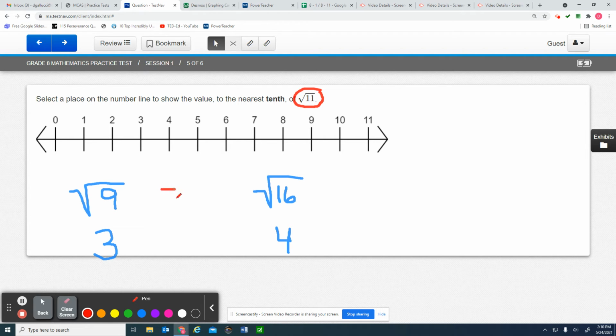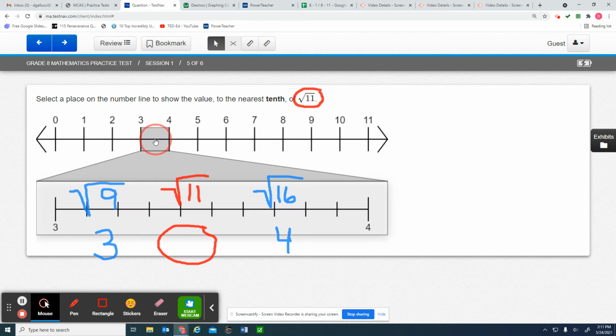So what's left? Well, this is our problem, the square root of 11. And if we think strategically about 9 and 16, then this can really help. Because the square root of 11 is bigger than the square root of 9, smaller than the square root of 16. So it's got to be in the middle of 3 and 4. So let's start there, the middle of 3 and 4.